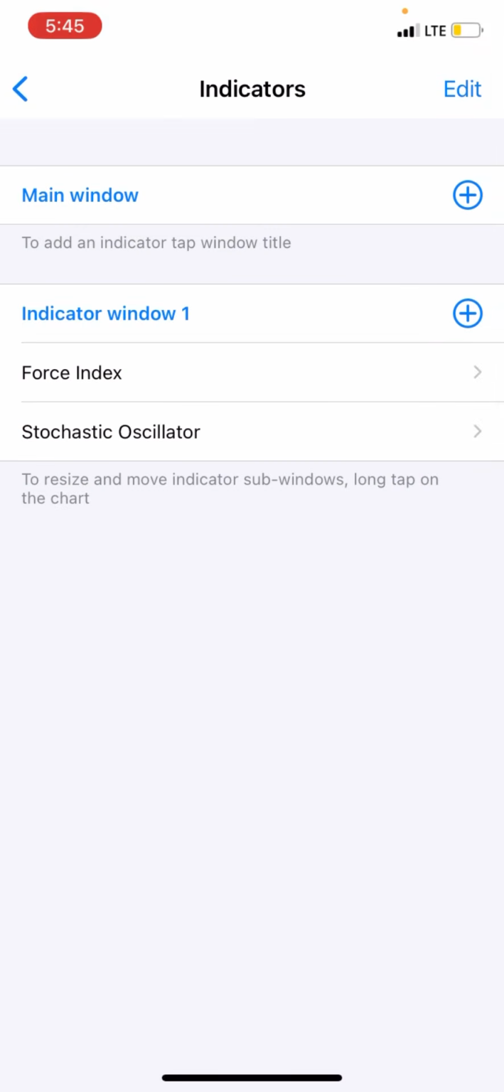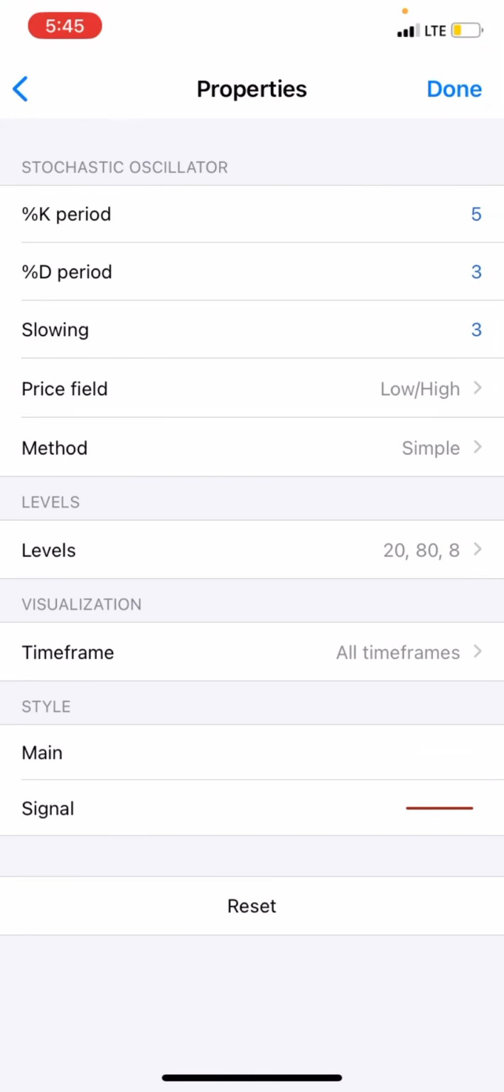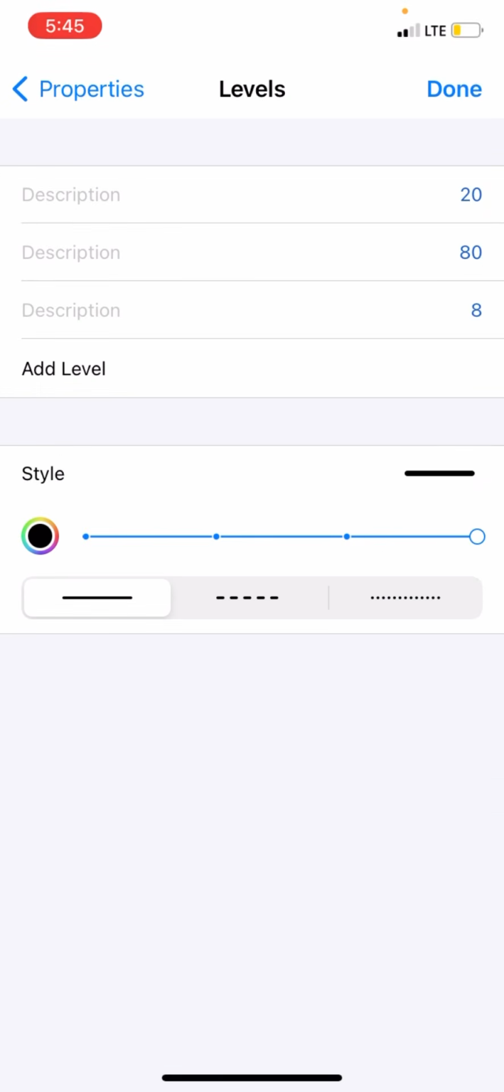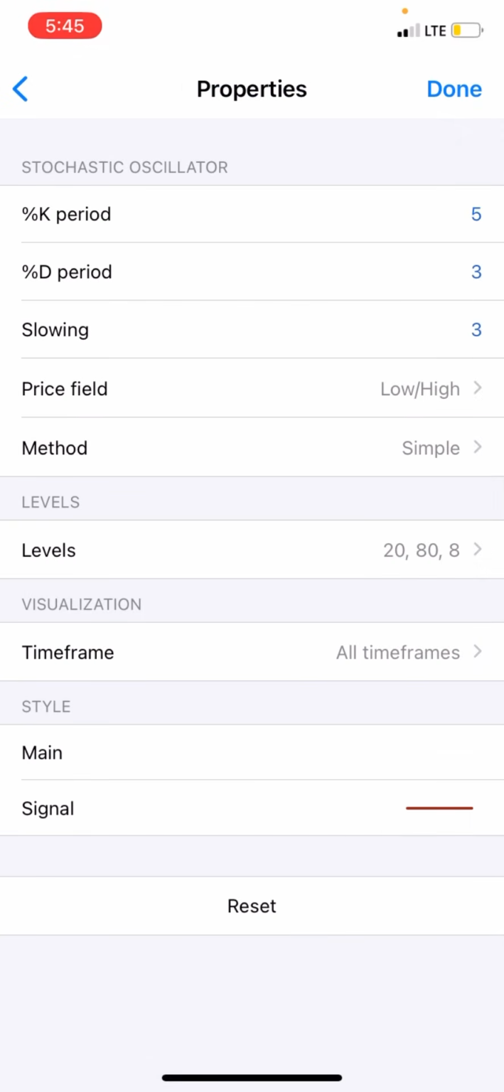So the next indicator we'll be needing is the stochastic oscillator. K period of 5, D period of 3, slowing of 3, price field should be low high, method should be simple, please. All right, levels we need 20, 80, and 8. For style, you can use black color if you're using a white background. If you're using a dark background, you can use bright colors like white or any other color that will be visible in your charts. And for pixel, choose the last pixel right here. Click done when you're done with that.